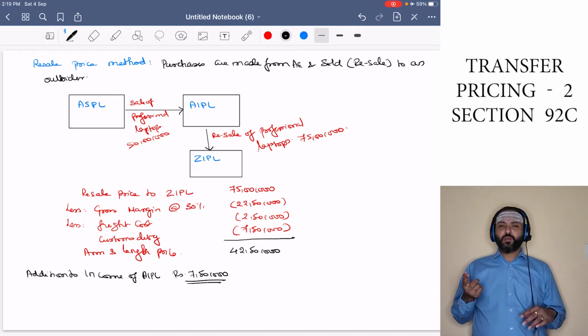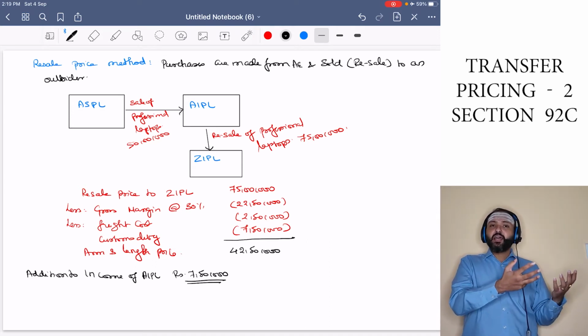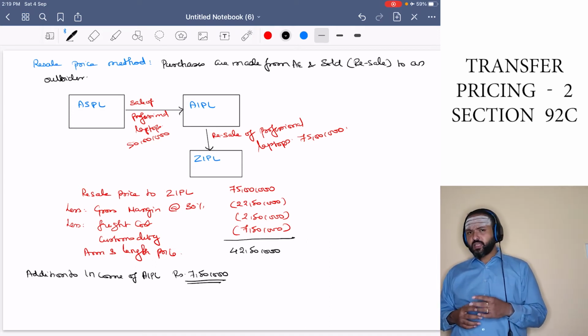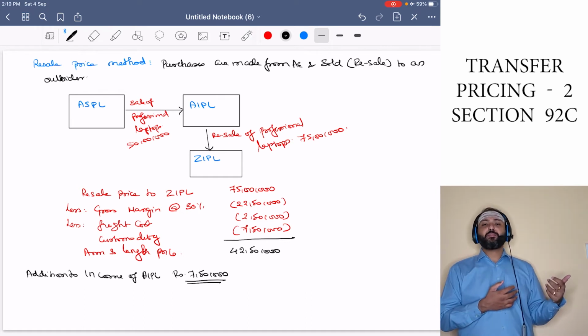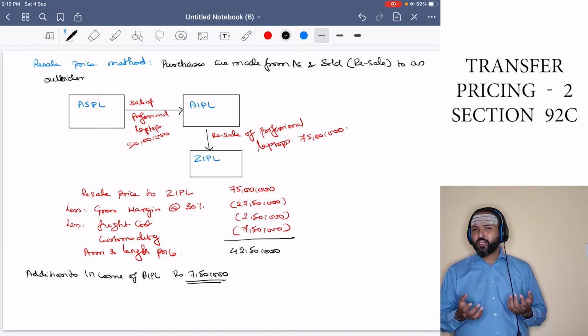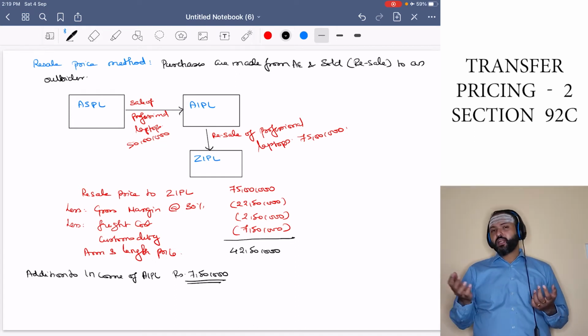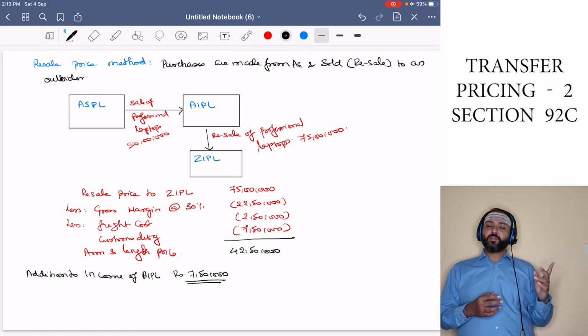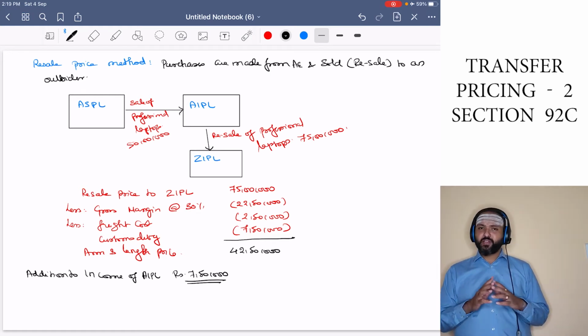What is normal gross profit margin? When I purchase from an unrelated person and sell to an unrelated person, the margin that I derive is called the gross margin. Okay, the normal gross margin. How is normal gross margin derived? I purchase from an unrelated person, sell to an unrelated person. So this is the normal gross profit margin.